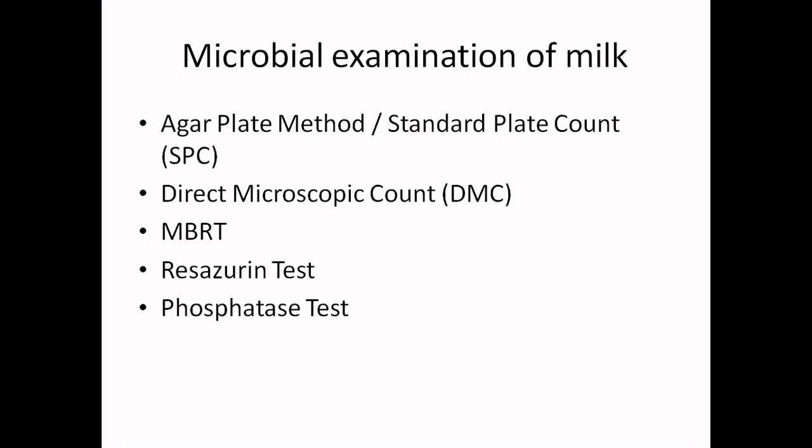The commonly used methods for enumeration or examination of bacteria are the direct microscopic count (DMC), standard plate count or agar plate count, methylene blue reductase test or MBRT, and resazurin test, that is RT. The next is the phosphatase test. We will discuss the direct microscopic count.